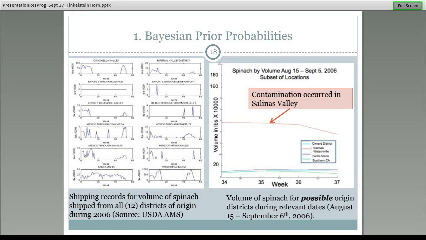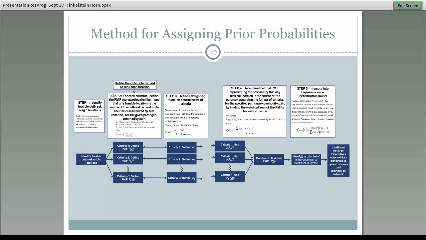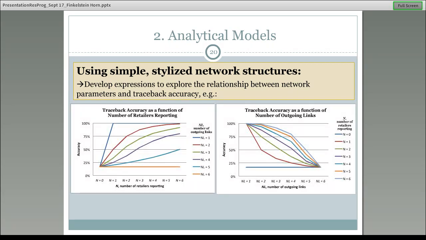All right, so moving on, that's just a flow diagram of our model in the next slide, which we're not going to talk about in any more detail now. But our next step is to start incorporating information about the network structure. And we do that through analytical models where we use, again, these simple stylized network structures, like the one we showed a few slides back, to develop expressions to explore the relationship between network parameters and traceback accuracy.